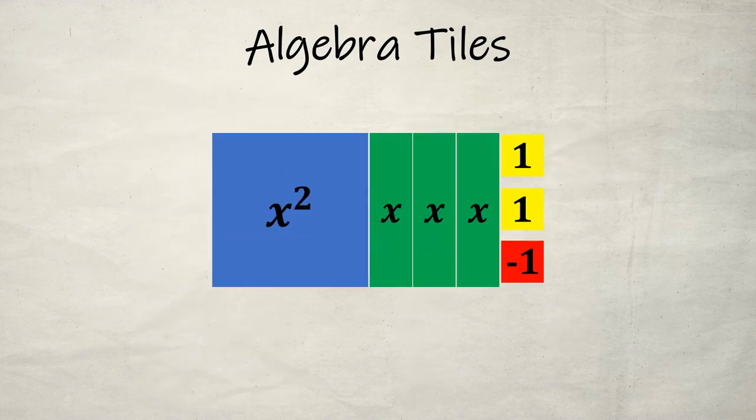If we look here, when we see a whole bunch of algebra tiles together in this format, we add them together. So in this case, we have 1 x squared. We have 3 x's. We have 2 ones, so that gives me 2, plus a negative 1. 2 minus 1 gives me 1, so I can rewrite this as x squared plus 3x plus 1. So that's what this is representative of.